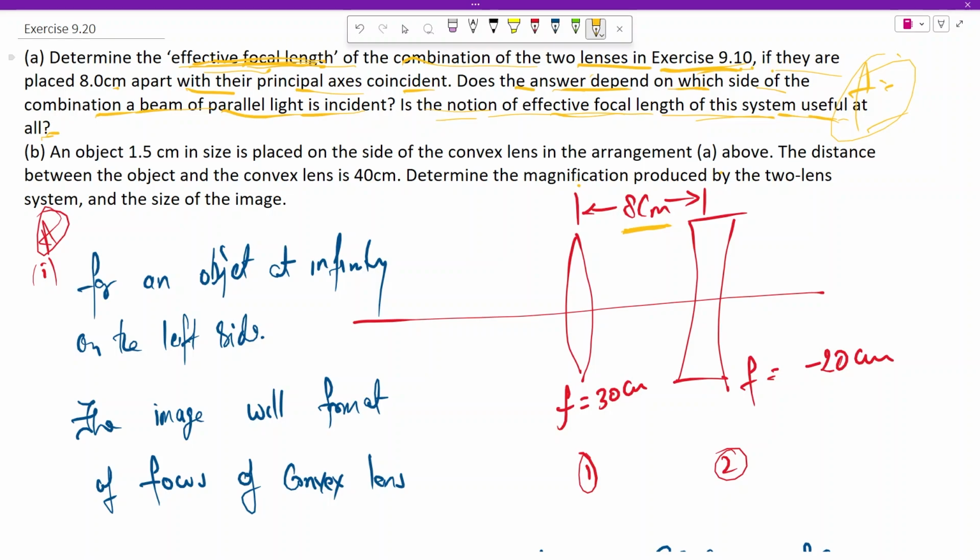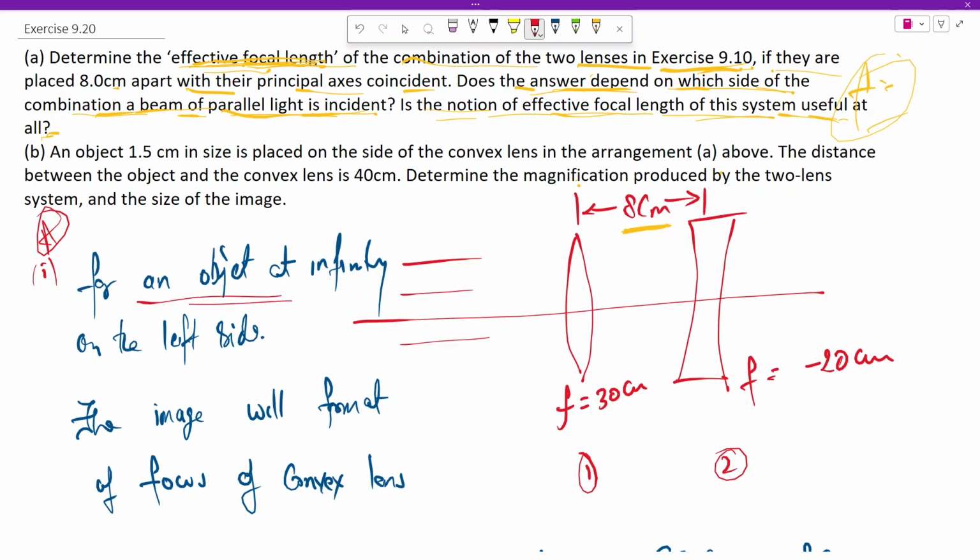Now, here we can make two cases to find out whether the answer will depend on which side of the combination the beam of parallel light is incident. We will put the concave lens on the back side of the convex lens, imagining the rays coming from an object placed at infinity, so the rays are parallel. At first we will put the convex lens on the left hand side, and then in the second case we will put the concave lens on the left hand side and see whether the answer depends.